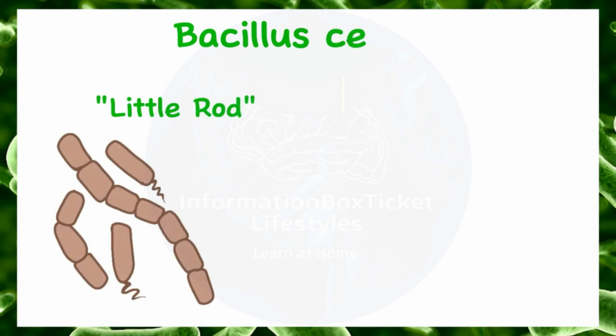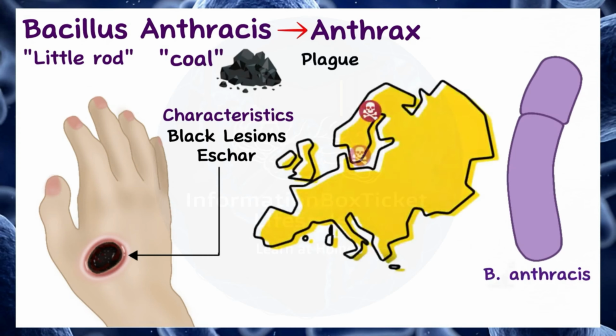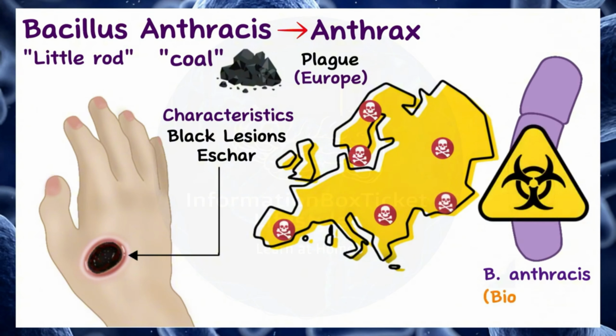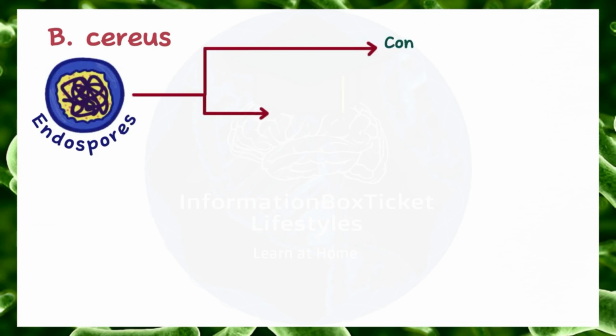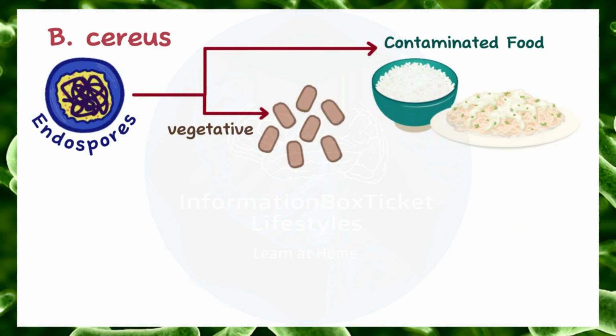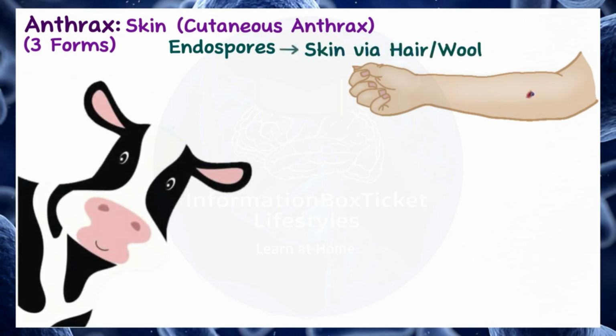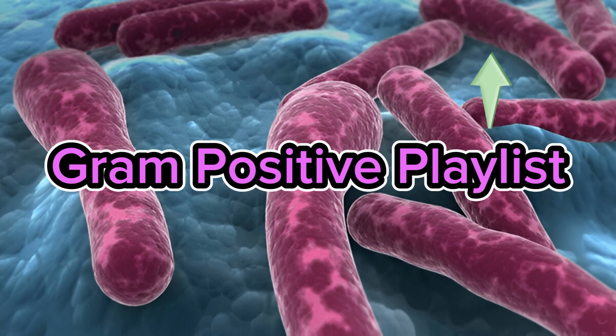If you haven't already watched my videos on other species of bacillus, like Bacillus cereus and Bacillus anthracis, you're missing out. Here's a quick difference to get you intrigued. Bacillus cereus is infamous for causing food poisoning, especially in improperly stored food, while Bacillus anthracis is known for causing anthrax, a serious zoonotic disease. Make sure to check out my playlist on gram-positive bacteria for more detailed insights and related content.